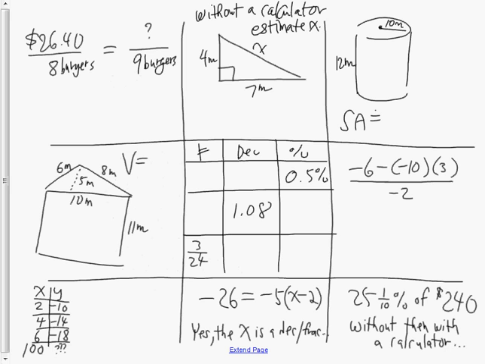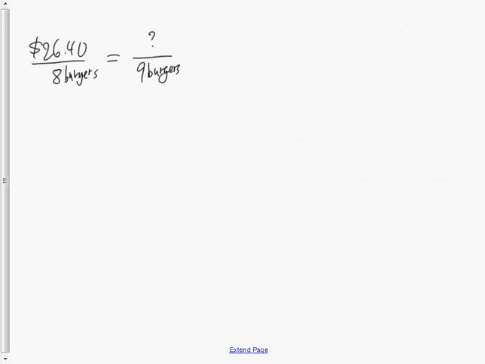Okay, your next 9 questions are all review of previously learned material. So if you want to try these again, press pause and try them out and see how well you do. The first question says, it was $26.40 for 8 burgers. How much would it be for 9 burgers?